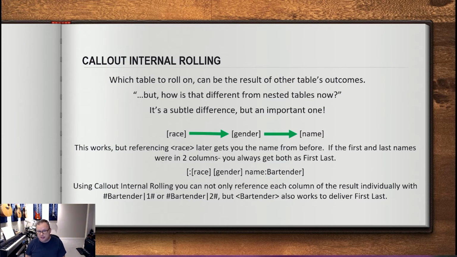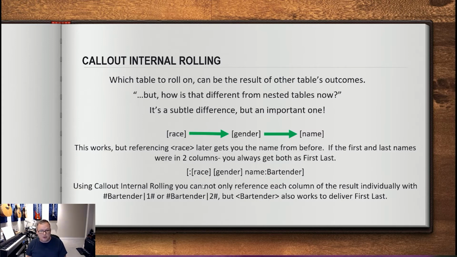So now you can custom name it, and call out internal rolling. So I can roll on a table inside of a table name to determine what table to roll on, as you see down here. So we got our colons for custom naming. We're going to roll on race. We're going to roll on gender, and I've typed the word name here. So what this is going to roll on is maybe elf male name or elf female name or dwarf female name. Whatever table results there, that's the table it will roll on, and we'll store it in bartender.